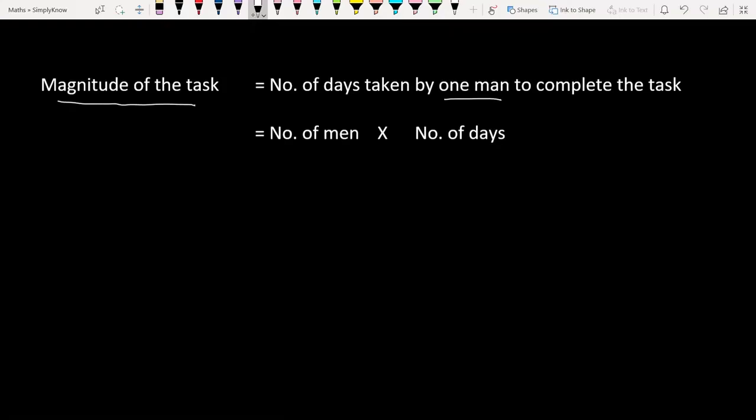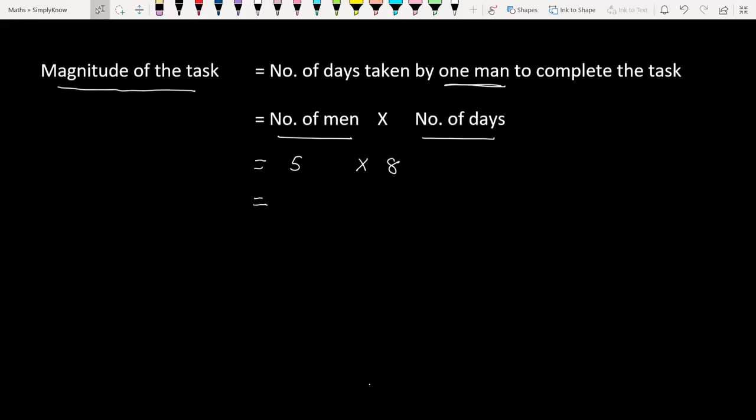So remember, the magnitude of a task equals number of days taken by one man to complete the task. So we can easily find the number of days taken by one man by multiplying number of men and number of days. So in our case, we have 5 number of men and they take 8 days to complete the task. Therefore, the magnitude of the task is 40 man days.